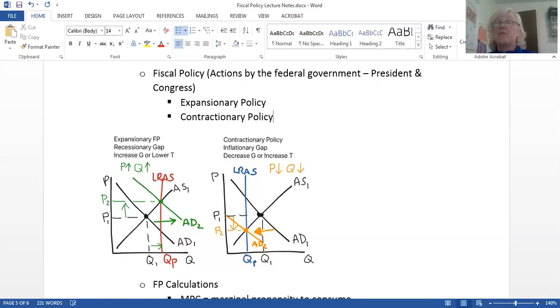Make sure you're putting the right adjectives with the right nouns. Gaps are recessionary or inflationary. Policies are expansionary or contractionary. So you can see that I have it written. I'm going to hit save now.